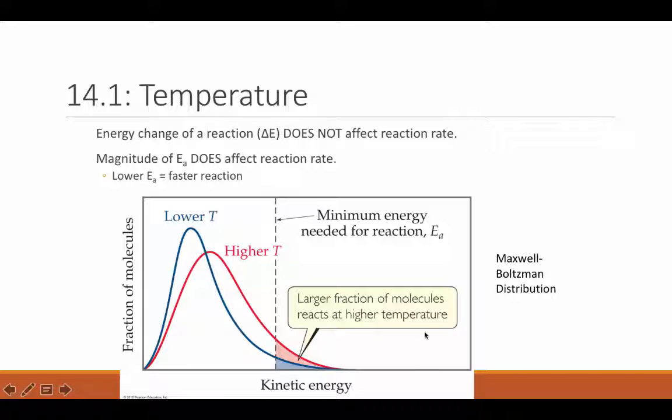Consider this Maxwell-Boltzmann distribution. The dotted line here represents the activation energy, or the minimum energy needed for a reaction to occur. At a low temperature, most of the collisions will occur in this energy range here, meaning they will not have enough energy to produce a reaction. But some will have enough energy. If we raise the temperature, more of our collisions will have more energy, resulting in more collisions with enough energy to overcome the activation energy barrier.